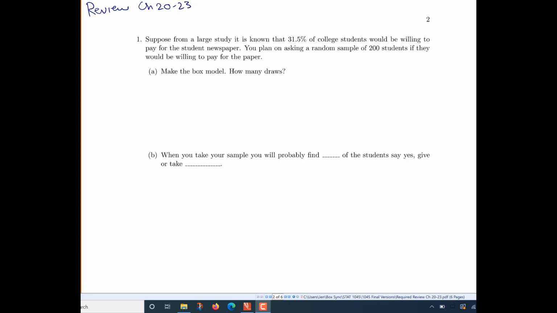So problem 1. Suppose from a large study it's known that 31.5% of college students would be willing to pay for the student newspaper. You plan on asking a random sample of 200 students if they'd be willing to pay for the paper. And this is copied from an old exam. It does not say, but specifically if they'd be willing to pay for the paper, and we're interested in the percentage. So this is a percentage problem.